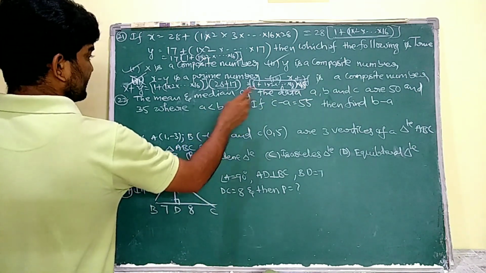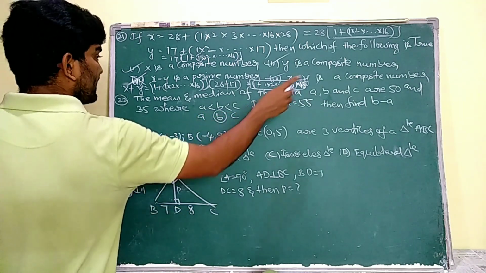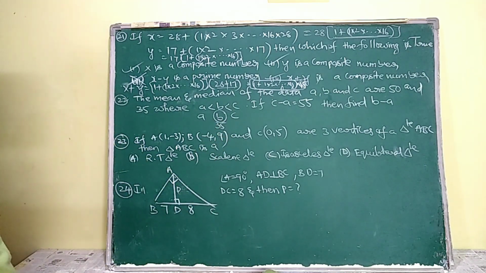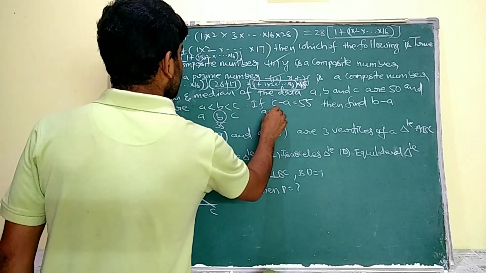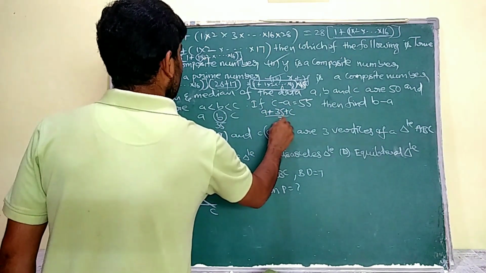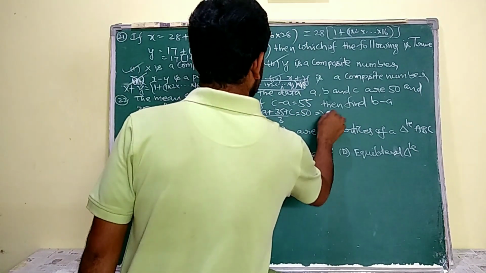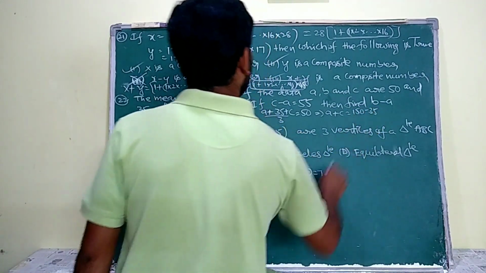So in the order they are A, B, C. B is the middlemost value, as it is given as the median. So the median is 35. Now see, its mean is given as 50. That means (A plus B plus C) by 3 is equal to 50, where B is 35. By that I may write A plus C is equal to 150 minus 35.